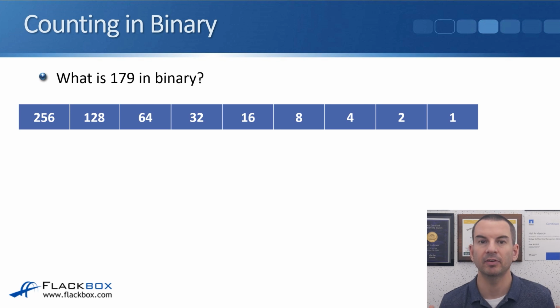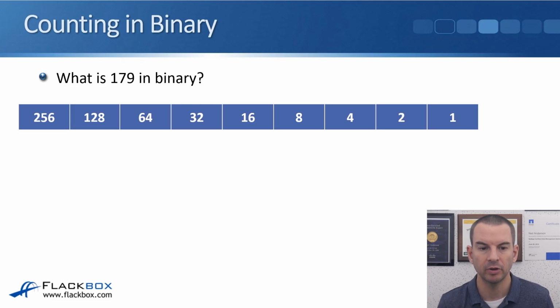Okay, next up, let's check that you understood that and you can do it. So what is 179 in binary? I'll pause the video here, write down what is 179 in binary, and I'll be back in a second to check that you got it right. Okay, so how did you get on? The easiest way to do it is to get a pen and piece of paper and write the columns down exactly like you see on the slide here, and then just go from left to right as you saw me doing it in the last example.